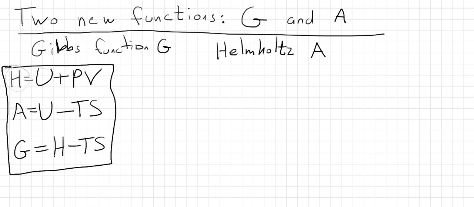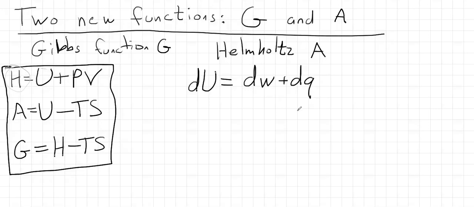Let's look at the differential form of these functions. As we've seen, the differential form is the easiest way to work with these functions since we're often interested in changes. Let's start with the differential form for dU. One form that we all know is just the first law: work plus heat is equal to the change in U. We can rewrite this in terms of state functions.